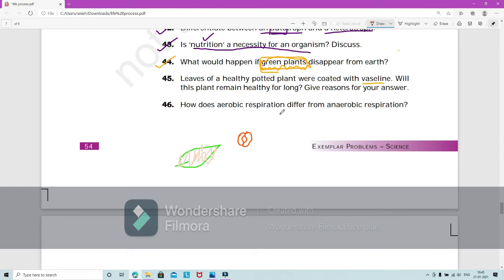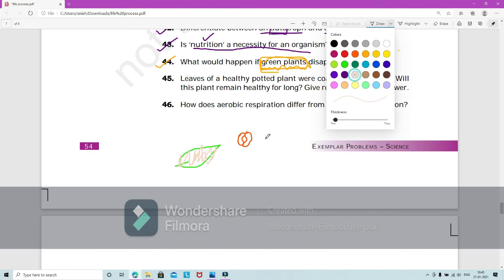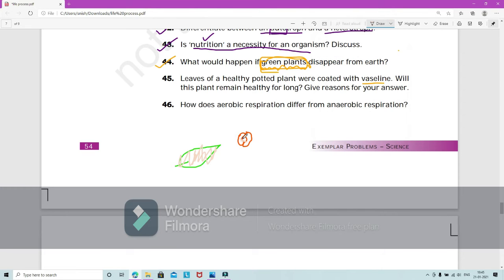This is a good picture. Okay, so if we cover it, the stomatal pore is going to get blocked. So this will prevent the exchange of gases, transpiration, any process. So this is going to affect the plant, and if it is for a long lasting time, then the plant will die. So healthy for long? No, it won't be healthy for a long time. So yeah, this question is done.